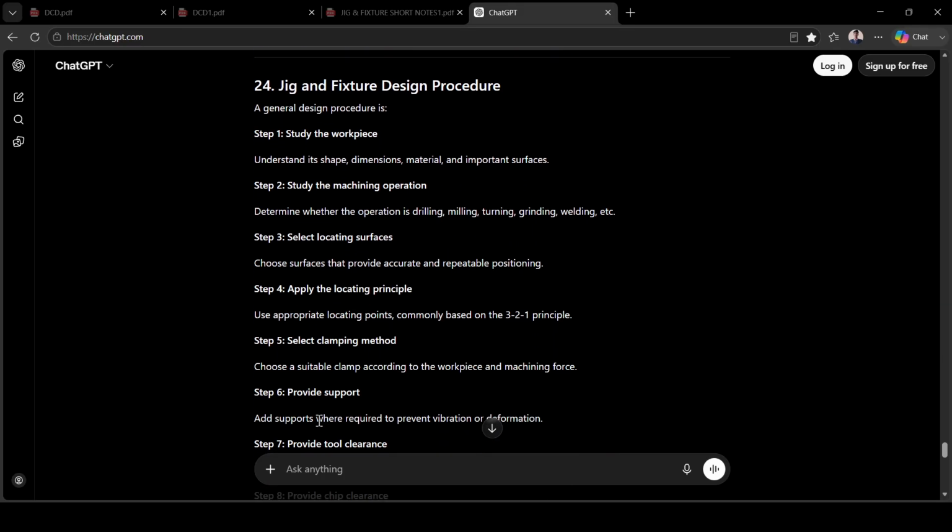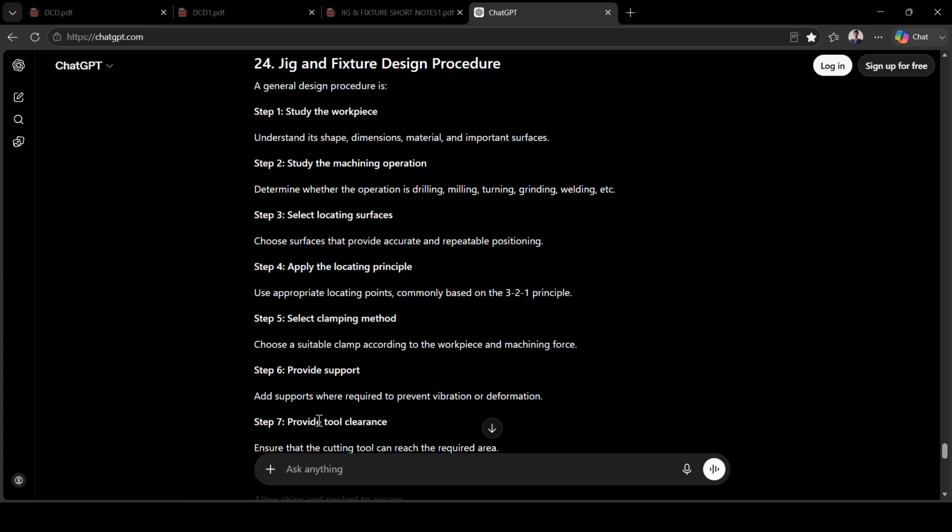Jigs and fixture design procedure. A general design procedure is as follows. Study the workpiece: understand the shape, dimensions, material and important surfaces. Study the machining operation: determine whether the operation is drilling, milling, turning, grinding or welding. Select the locating surface: choose the surface that provides accurate and repeatable positioning. Apply the locating principle: use appropriate locating points, commonly based on the 3-2-1 principle.